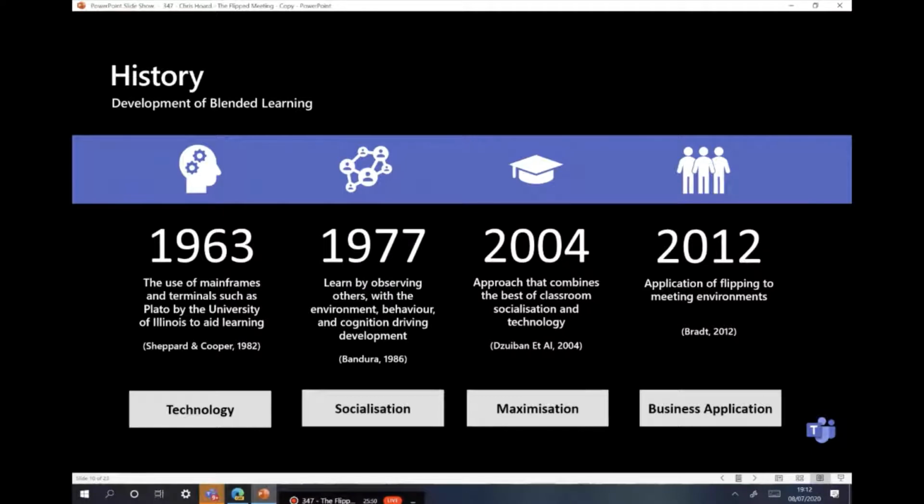So in the 1960s, we saw how technology can benefit learning. And in the 1970s, we saw how socialization and the beginnings of collaboration can also benefit learning. We then saw these over the course of the 1980s and 1990s come together, and in the early 2000s, that is when the approach came about of combining the best in the use of technology with the benefits of socialization. So that was the period when the flipped classroom emerged as a theory and teachers started to use it.